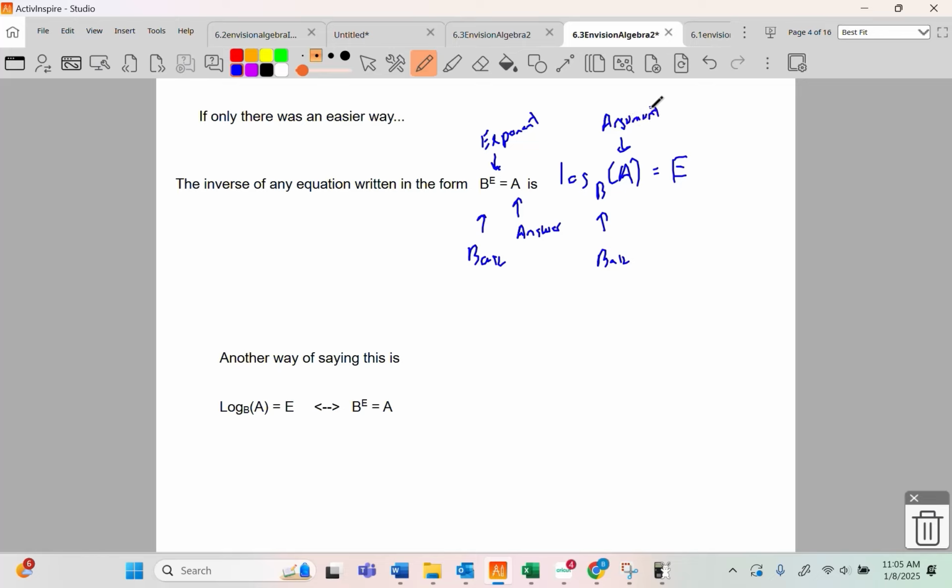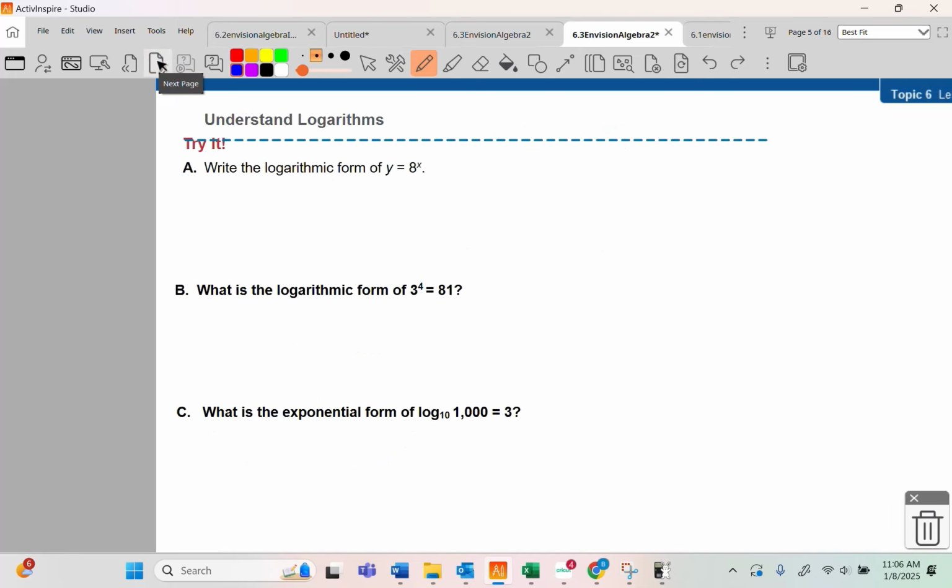That's what it is. It becomes the argument. And it's still the old exponent. But that's how you do the conversion. All right? So make sure you write this down, dedicate it to your memory. And we're going to do some rewriting. Write the logarithmic form of y equals 8 to the x.